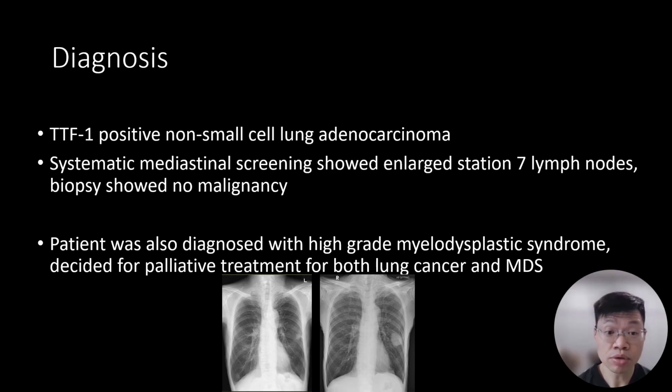The patient was diagnosed with TTF1 positive non-small cell lung adenocarcinoma. Systematic mediastinal screening showed enlarged station 7 lymph nodes, but biopsy showed no malignancy. However, this patient was also diagnosed with high-grade myelodysplastic syndrome, and he decided for palliative treatment for both his lung cancer and MDS.